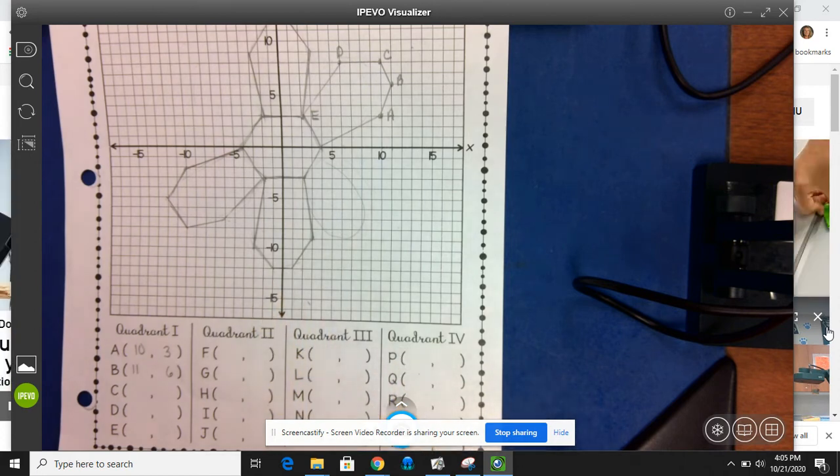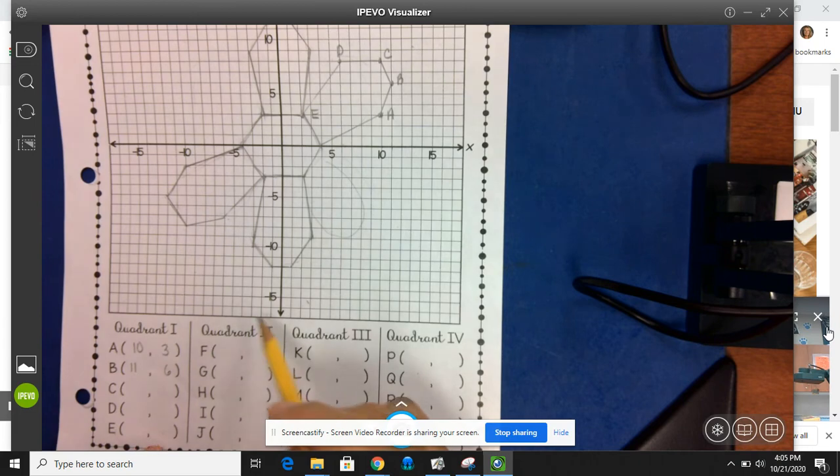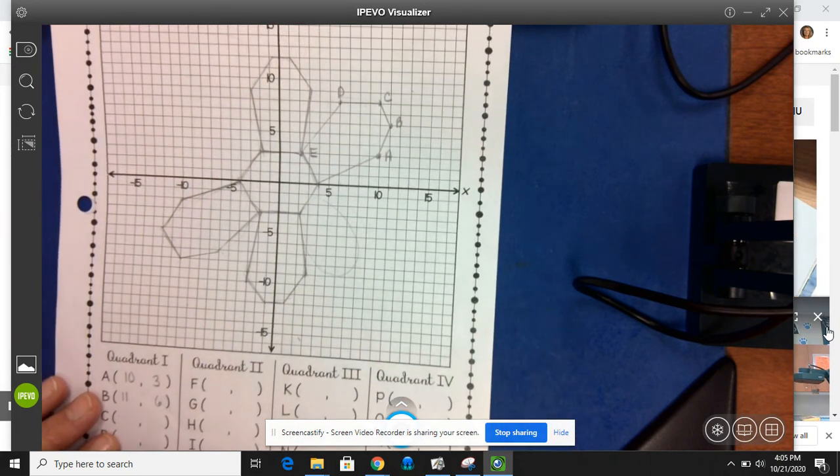Make sure you follow the points that are identified here. Make sure you color it also: straight lines, coloring, labeling your coordinate pairs. That's all you need to do. And I look forward to seeing the results.